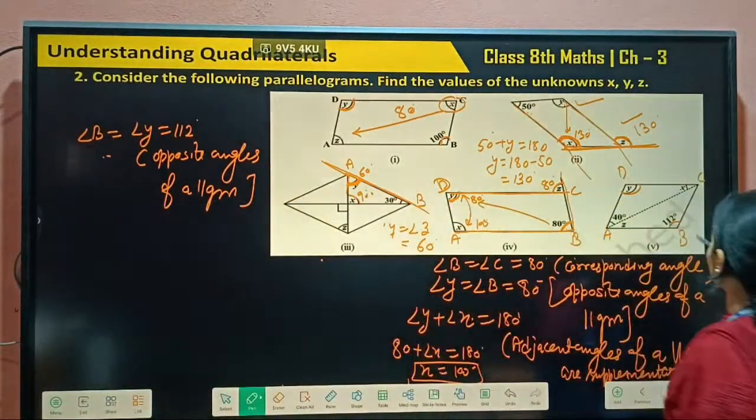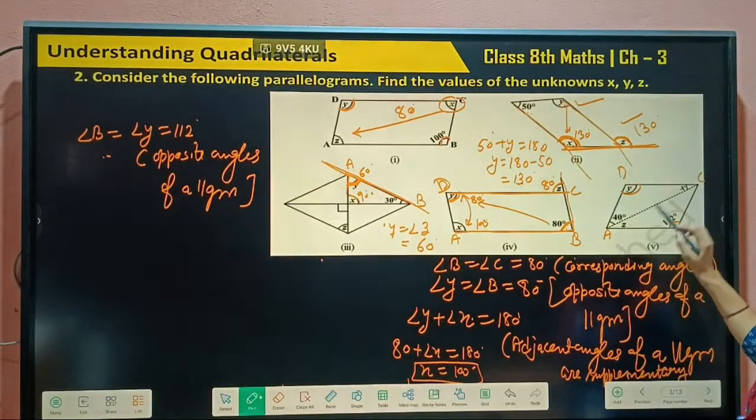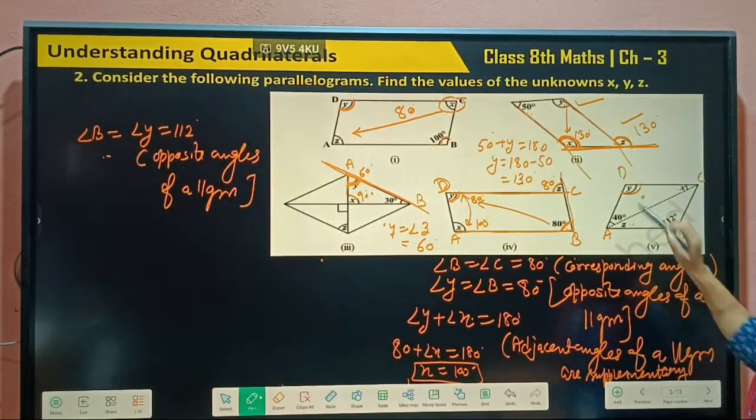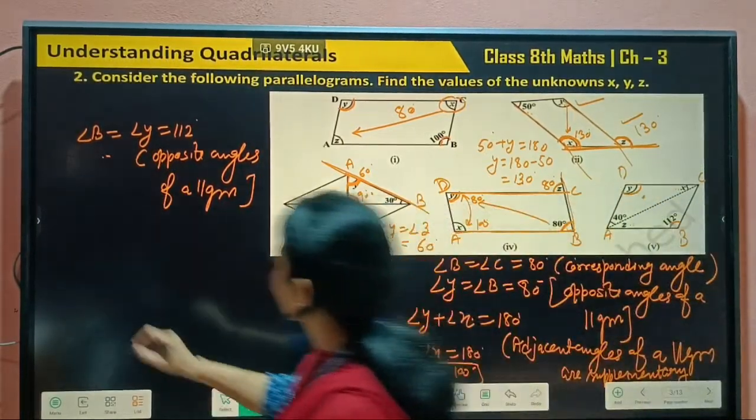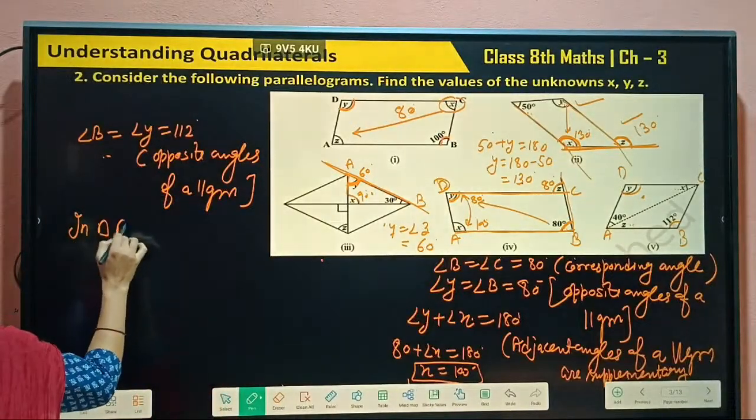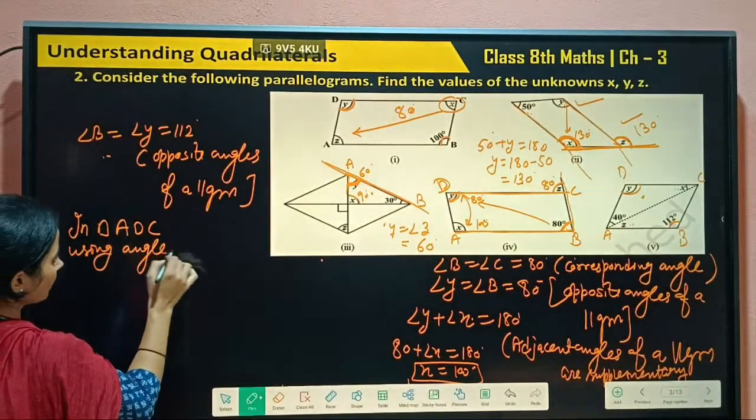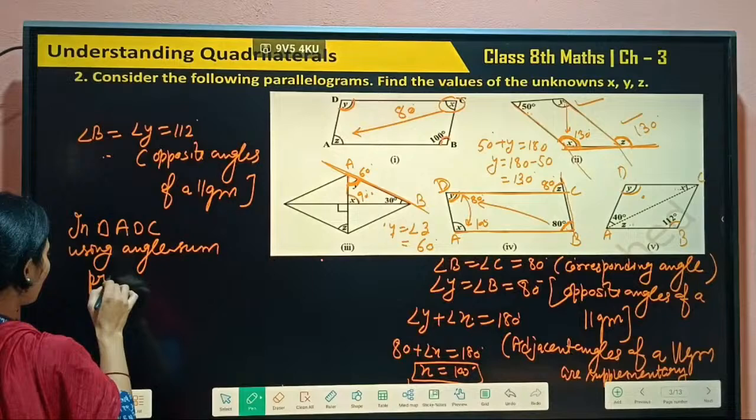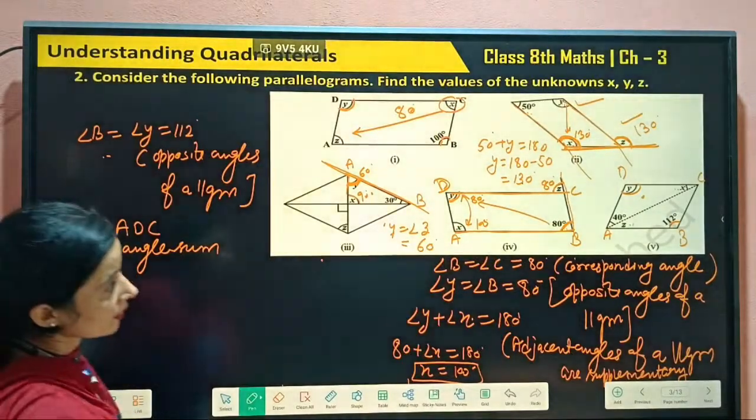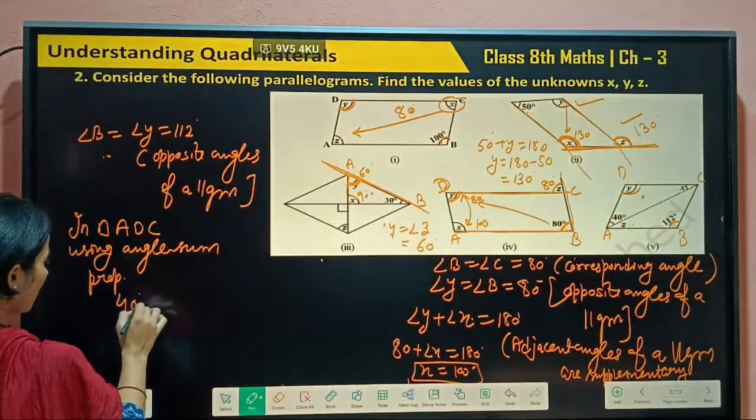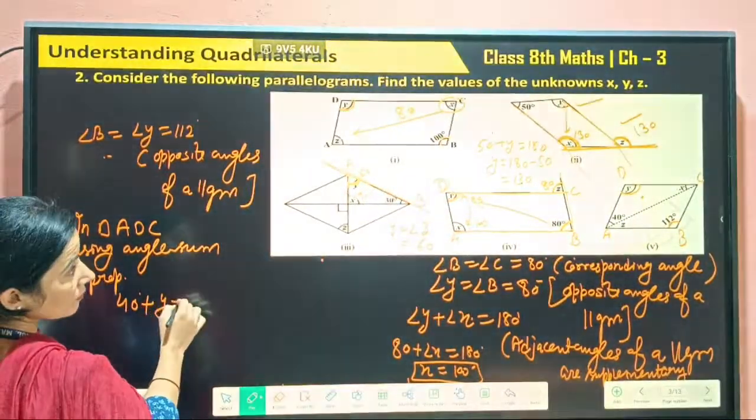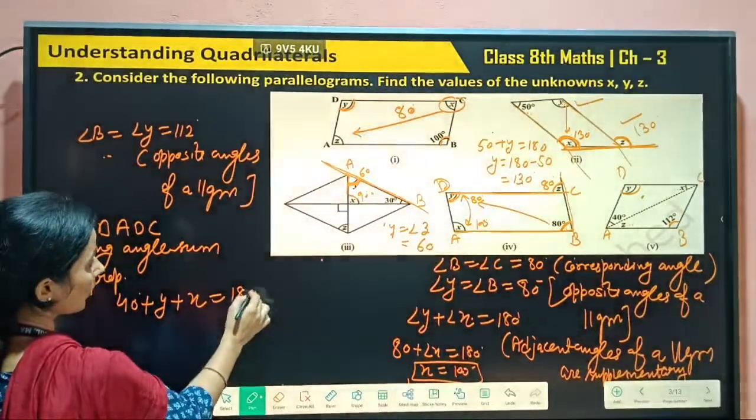Next, this x and this z are also equal, alternate interior angles. But before that, this is also unknown and this is also unknown. We can apply the angle sum property in this triangle. In triangle ADC, using angle sum property.